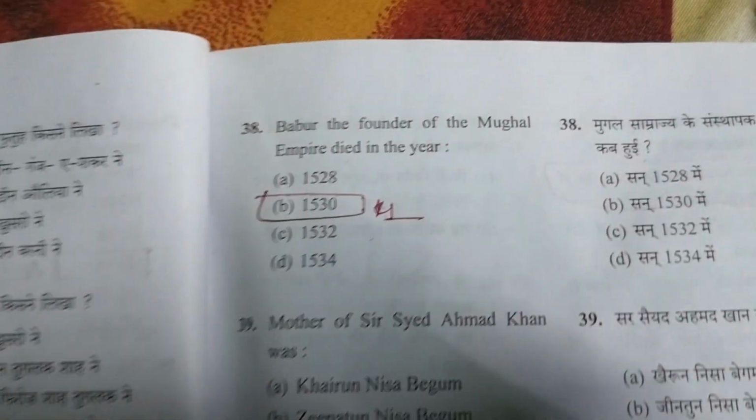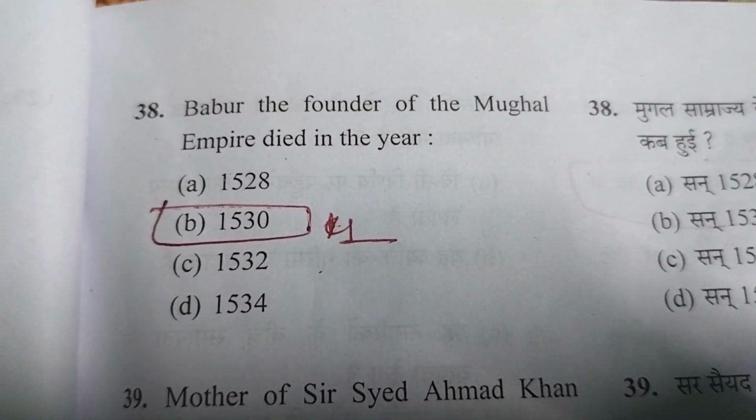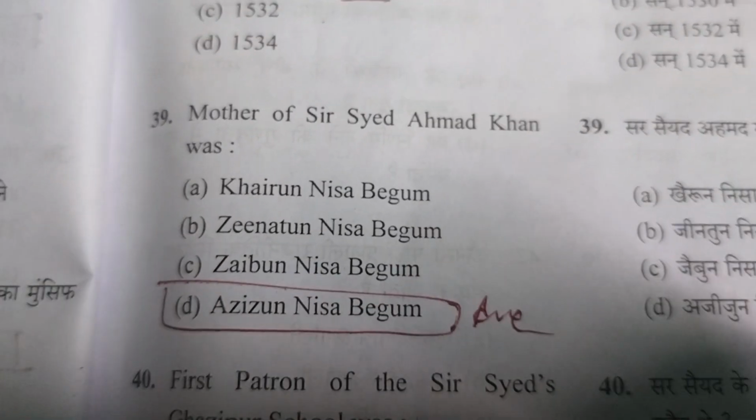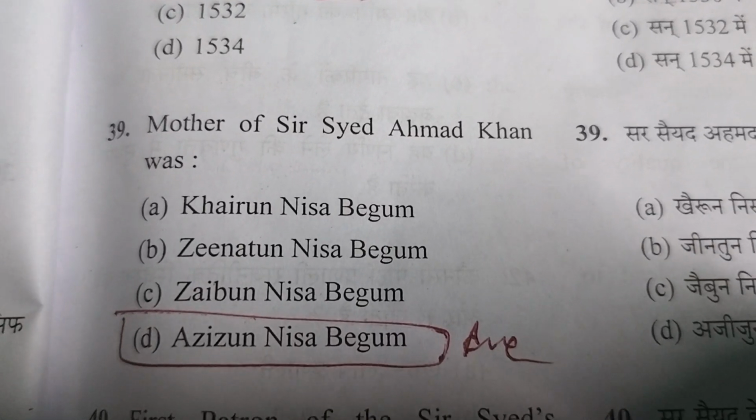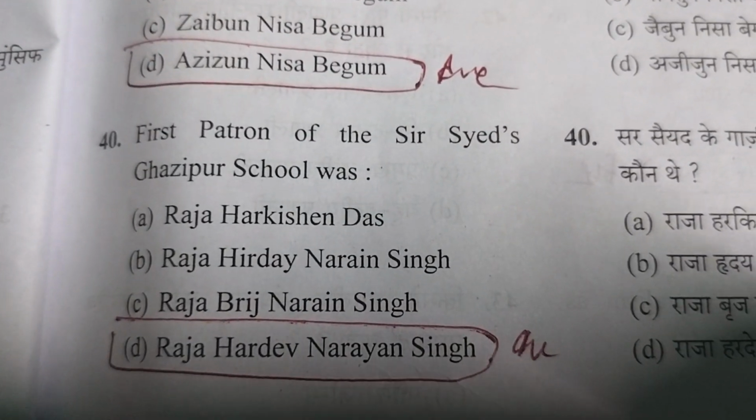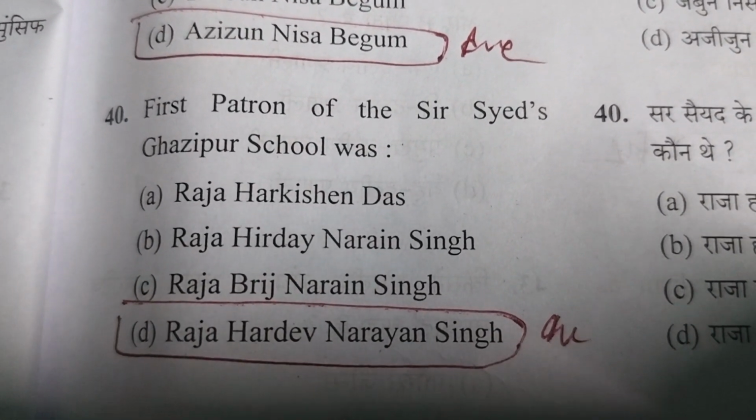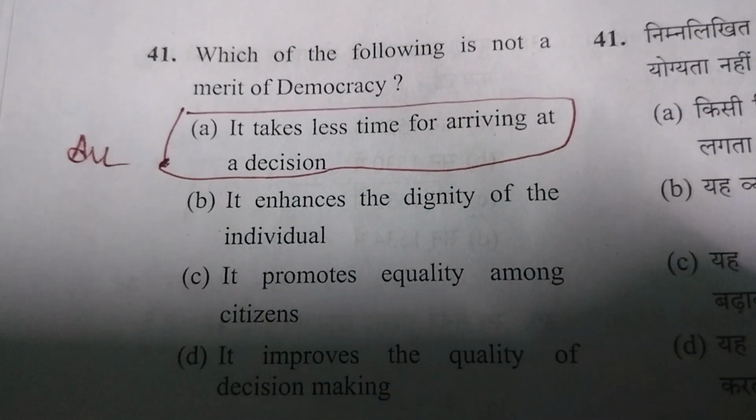38. Babur, the founder of the Mughal Empire, died in the year B. 1530. 39. Mother of Sir Syed Ahmad Khan was D. Azizun Nisha Begum. 40. First patron of the Sir Syed Ghazipur School was D. Raja Hardev Narayan. 41. Which of the following is not a merit of democracy? A. It takes less time for arriving at a decision.